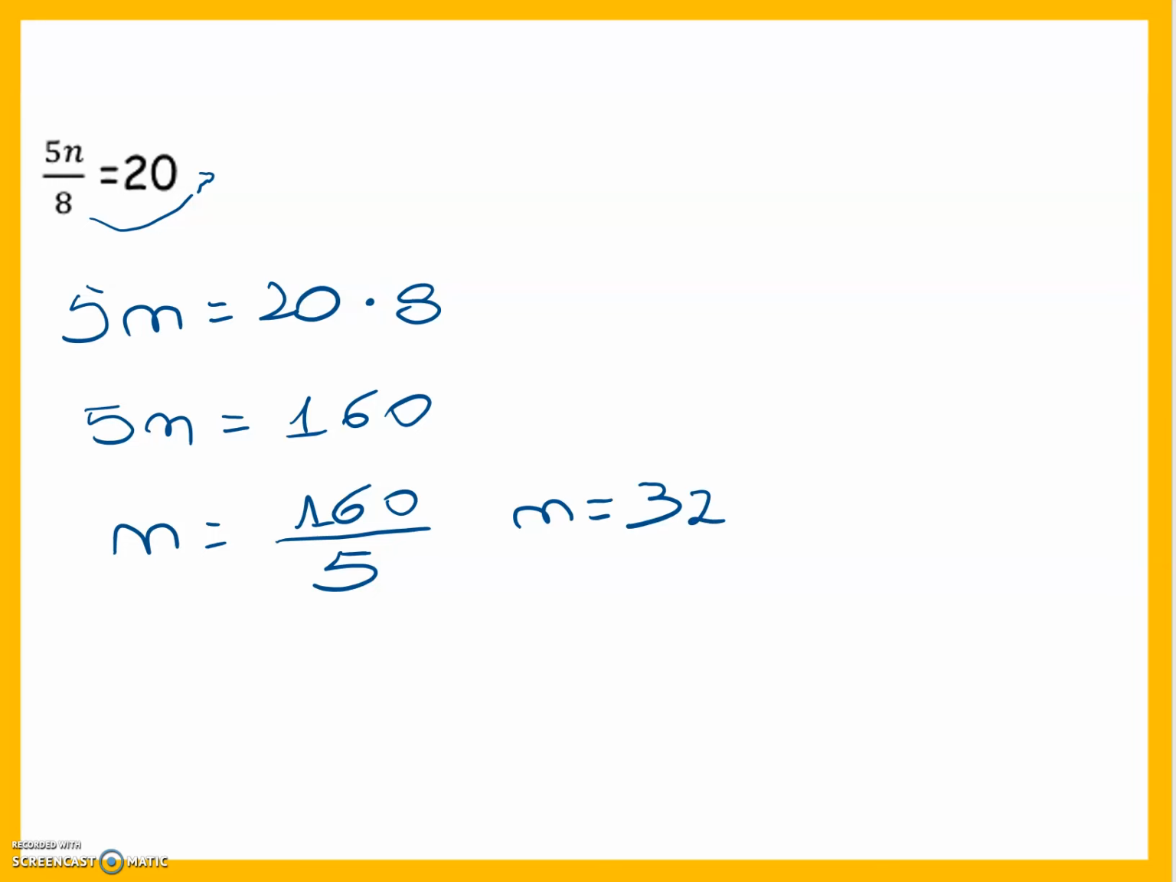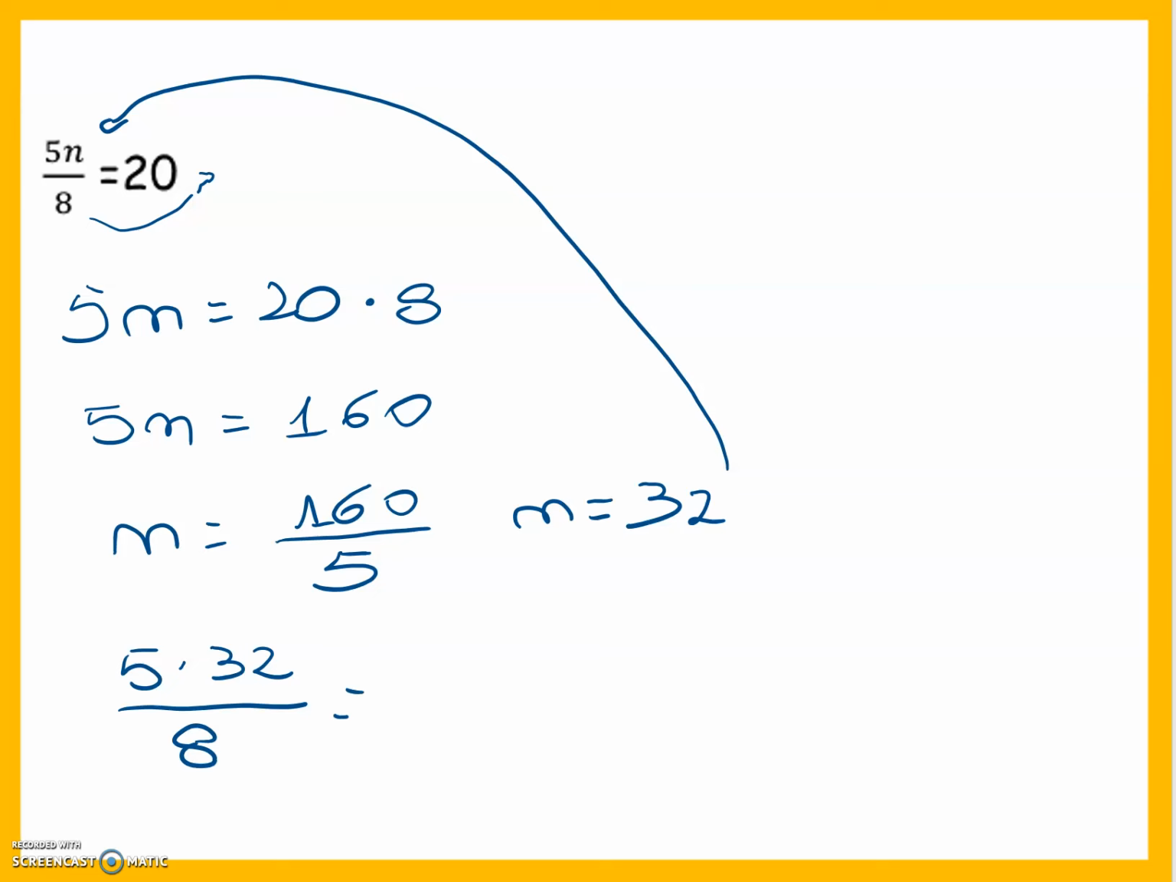I am going to substitute n to see if my equation is correct. 5 times 32 divided by 8 equal to 20. This is a 4, so 20 is equal to 20.